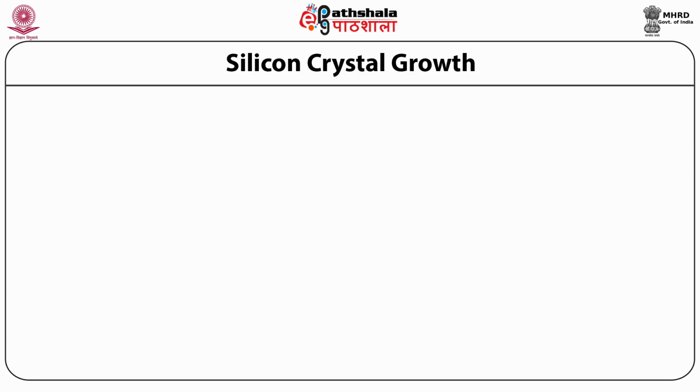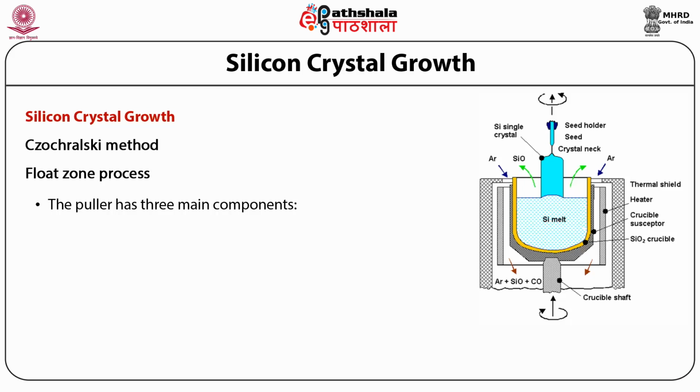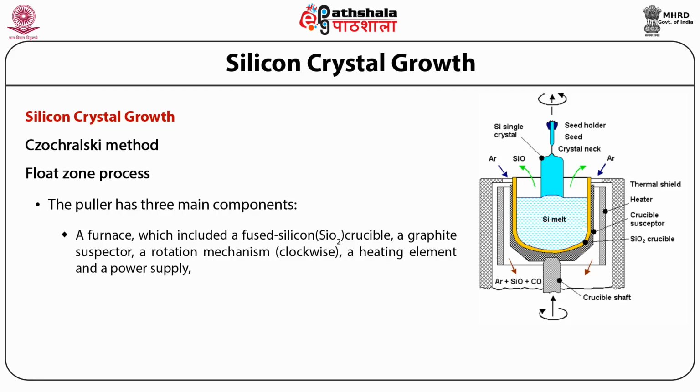There are two methods to fabricate a silicon crystal. First is the Czochralski method, and second is the float zone process. Here we will first discuss the Czochralski method. This technique uses an apparatus called a crystal puller, as shown in this figure. The puller has three main components: a furnace which includes a fused silicon dioxide crucible, a graphite susceptor, a rotation mechanism which is clockwise, a heating element and a power supply.